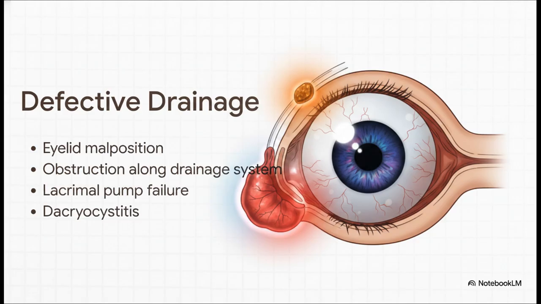For instance, if a patient has a facial nerve palsy, their orbicularis oculi muscle is paralyzed. They literally can't blink to pump the fluid away. Finally, you could be looking at dacryocystitis, which is a really painful, swollen infection of the lacrimal sac itself.